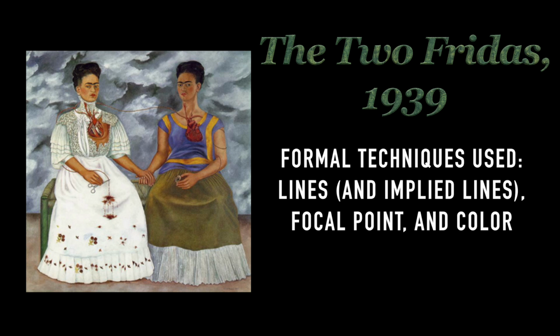The Two Fridas uses both implied lines and actual lines. The implied lines are where both Frida's knees are bent, and where both Frida's unibrows line up almost perfectly. The actual lines are the veins from the heart that are connected, the lines on the dresses, and of course their unibrows. The focal point in this piece is where the two Fridas are holding hands.